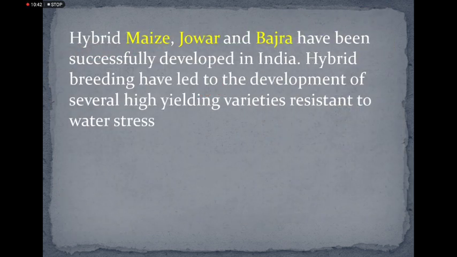Hybrid maize, jowar, and bajra have been successfully developed in India. Hybrid breeding has led to the development of several high-yielding varieties resistant to water stress. In India, we know that water stress is a problem. So, to overcome this problem, by artificial hybridization and breeding procedure, we can produce plants with resistant varieties for water stress.